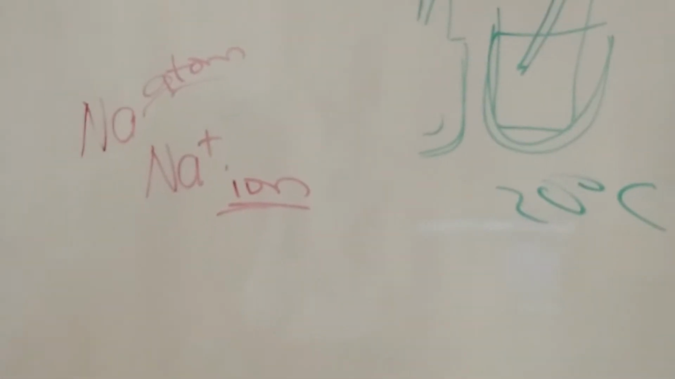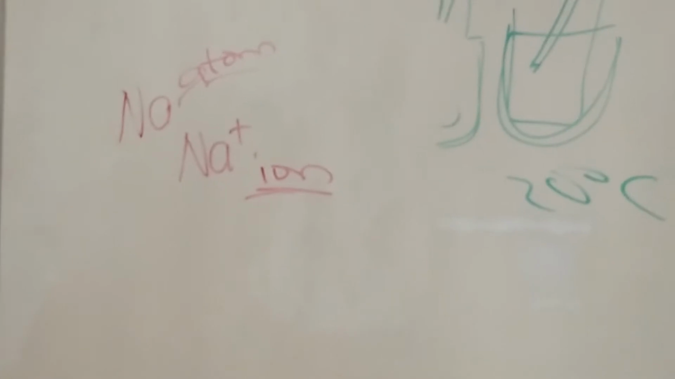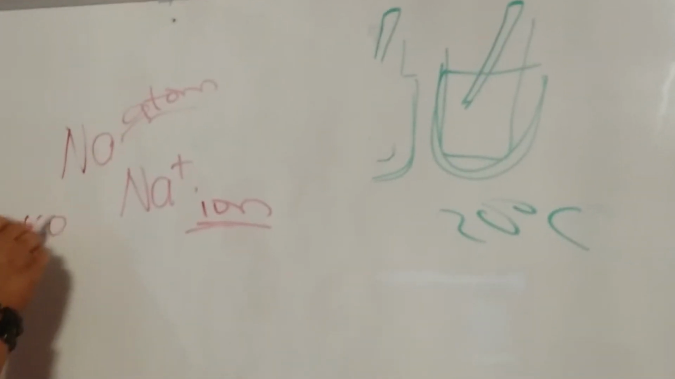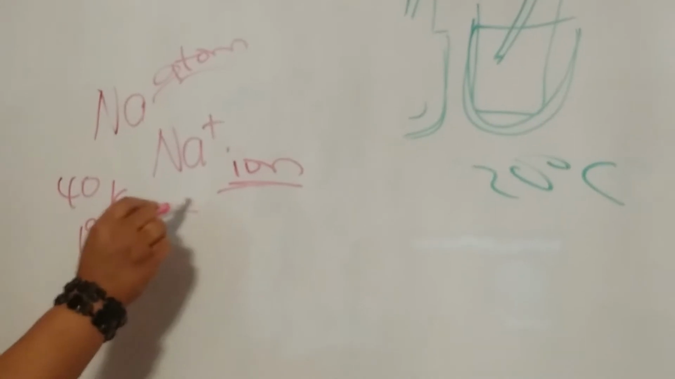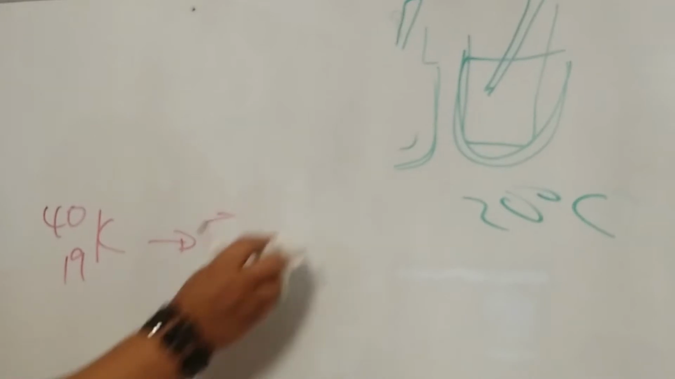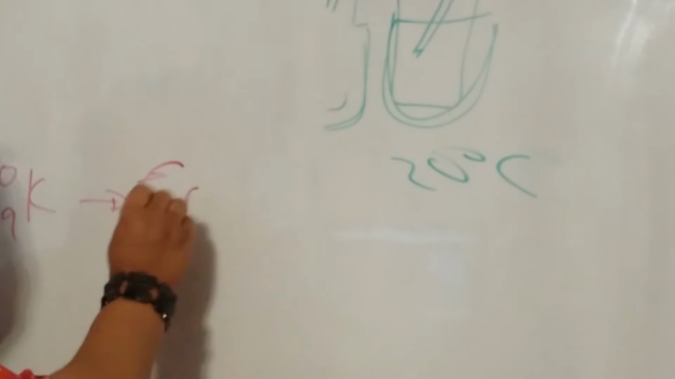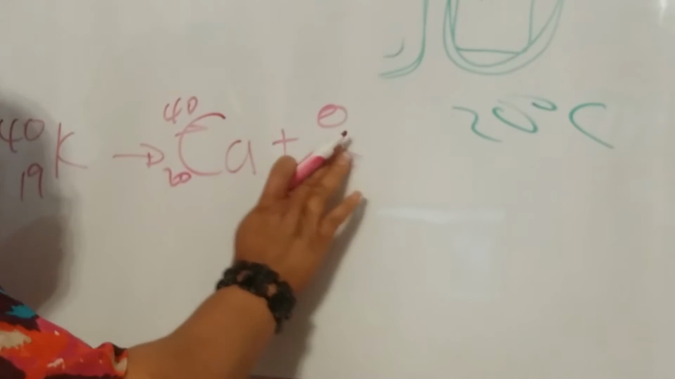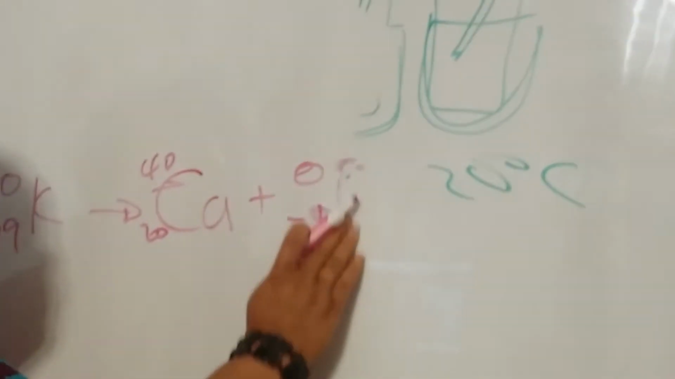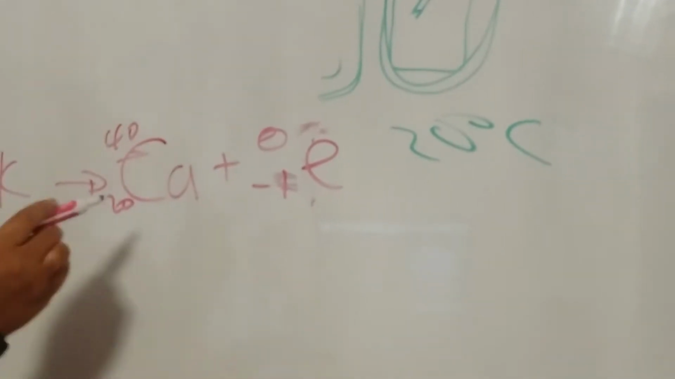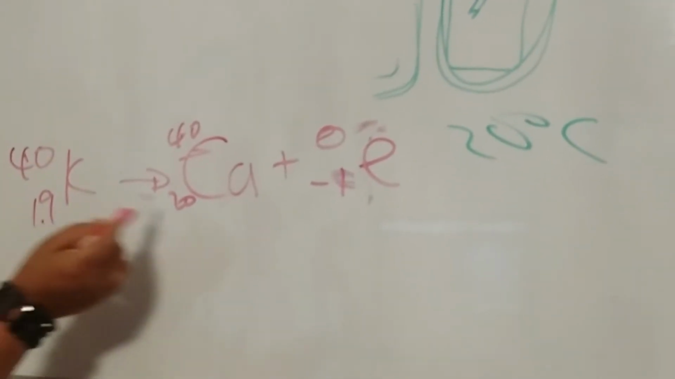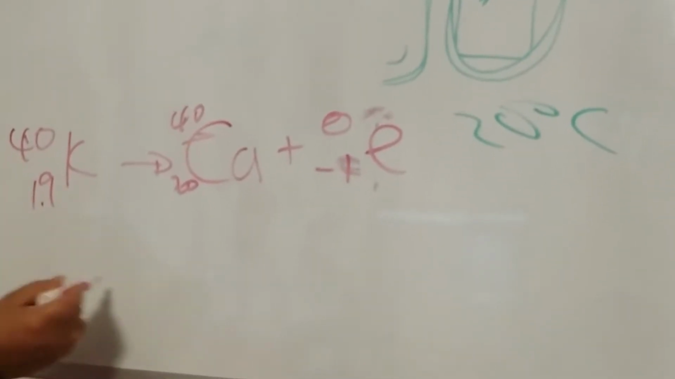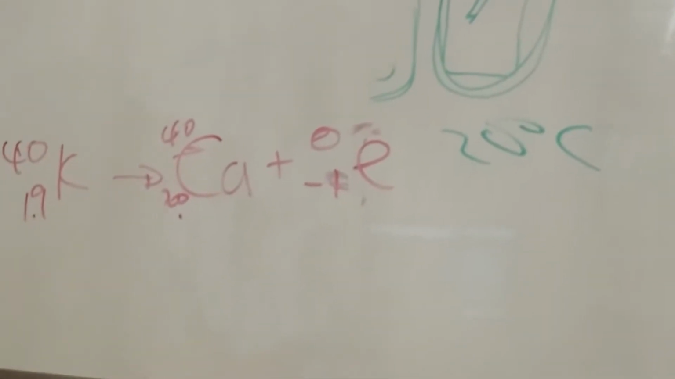Okay, and then they talked about potassium 40. It decays to calcium 40 and 20, giving off radiation. And it says, what's the difference? The mass numbers are the same, the atomic numbers are different, and this one has an additional proton with it.